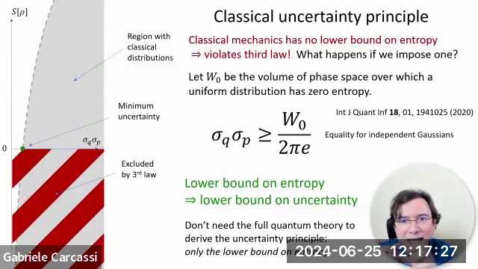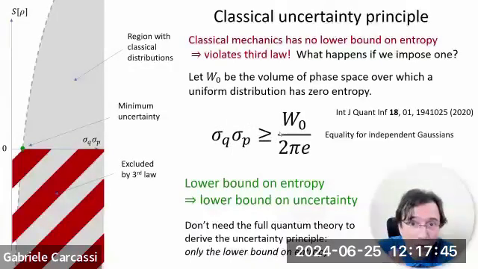distribution that minimizes the uncertainty given that same entropy is a Gaussian, and the product of the uncertainty of Q and P is greater or equal to W0 over 2 pi E, where this equality is saturated. It's exactly equal when you have independent Gaussians for position and momentum.